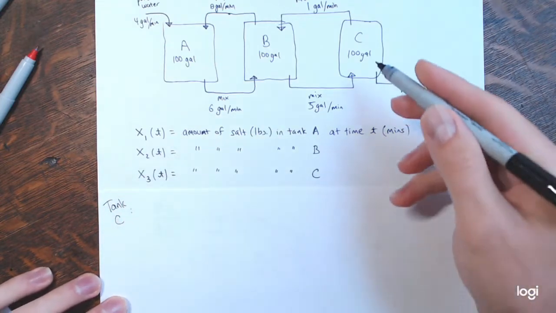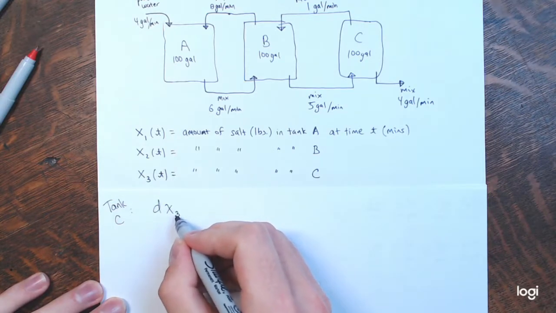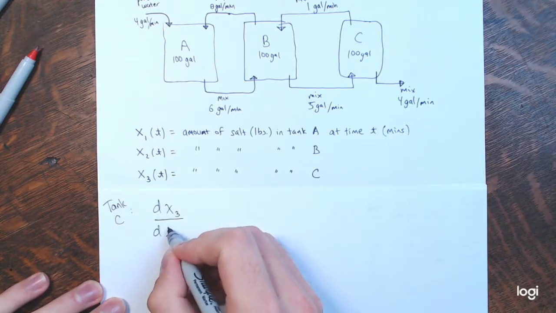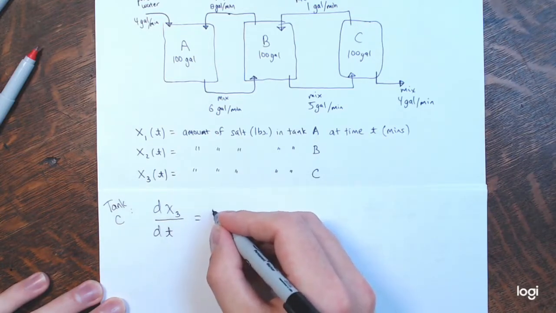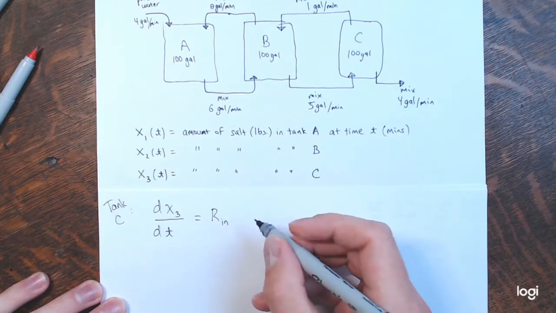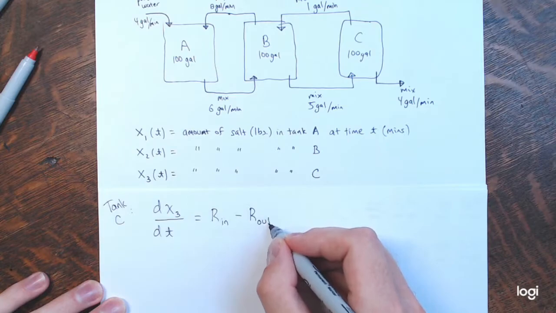Same thing, right? We're going to talk about the rate at which the amount of salt in tank C changes over time. So that's dx3/dt. And same as with the other 2 tanks, that's the rate at which the salt enters the tank minus the rate at which the salt exits the tank.